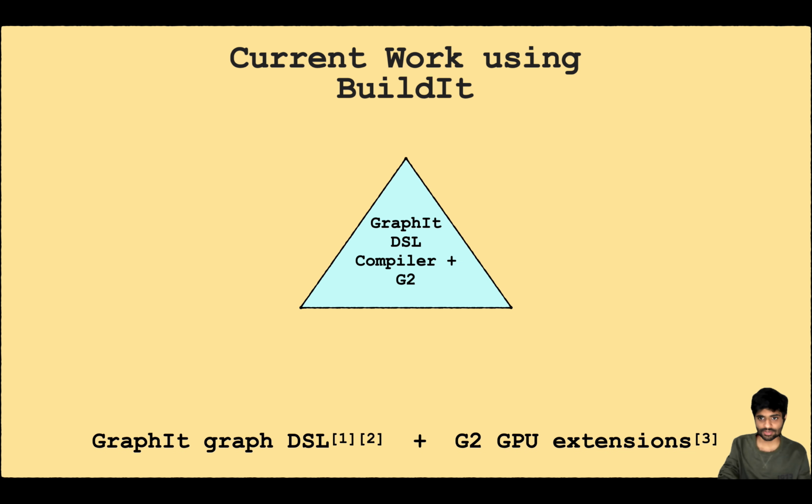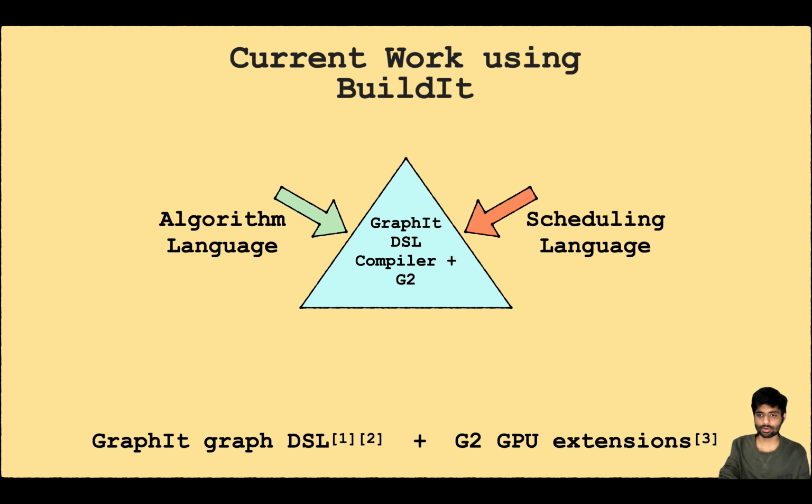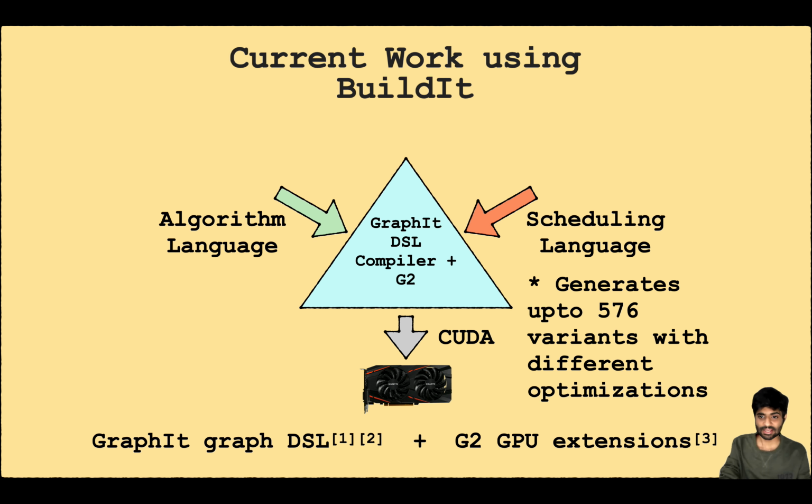The way GraphIt works is that the user writes the program in an algorithm language which specifies what to compute, and also writes a schedule in the scheduling language which specifies how to compute. These inputs are then fed into a specialized compiler that produces the final CUDA code. This compiler is able to generate up to 576 different variations of the same program based on the scheduling language, tailored to graph inputs and algorithm features.